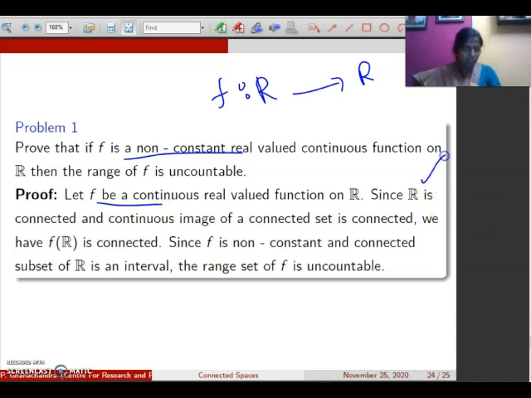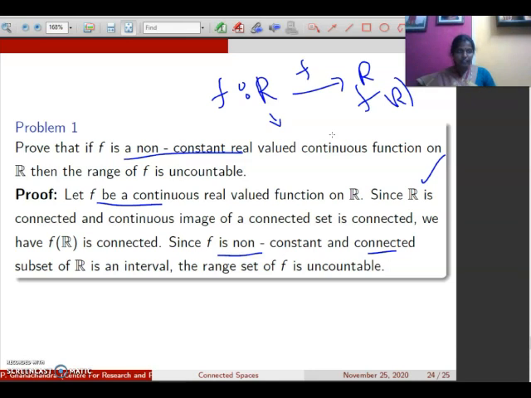Since R is connected, we all know this, and the continuous image of a connected set is connected, therefore f of R is connected. R is connected, f is continuous, so f of R is connected. Since f is given as non-constant, f of R is a non-constant connected subset of R. Connected subsets of R are intervals, therefore the range of f is uncountable, because f of R is an interval and f is a non-constant function.